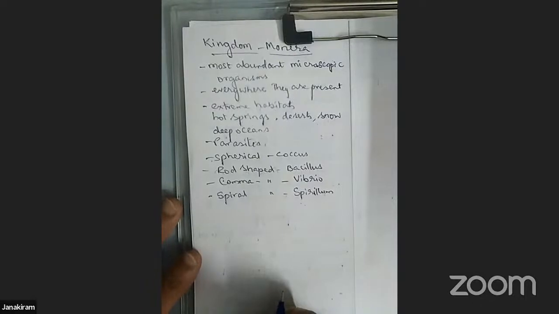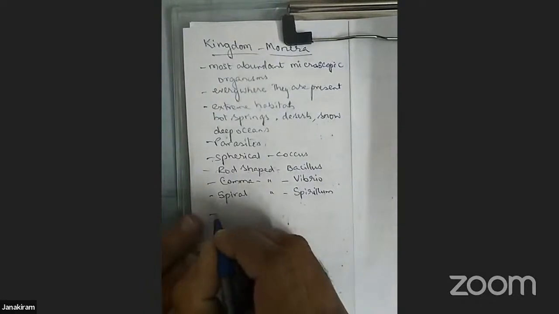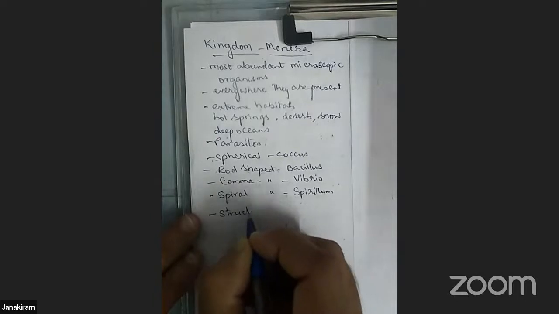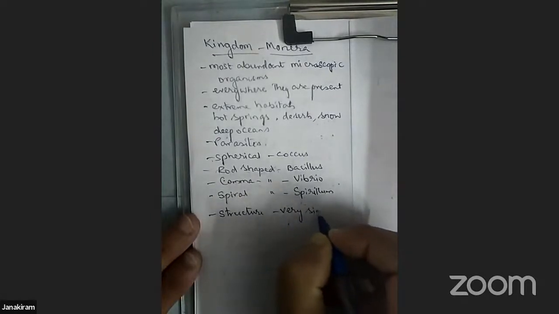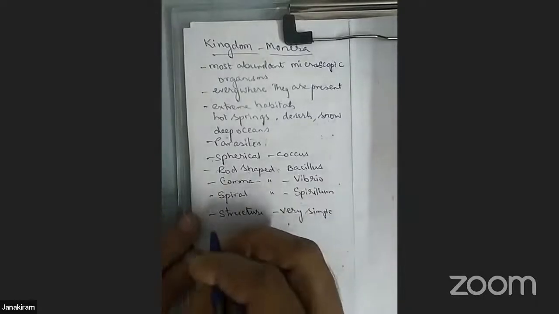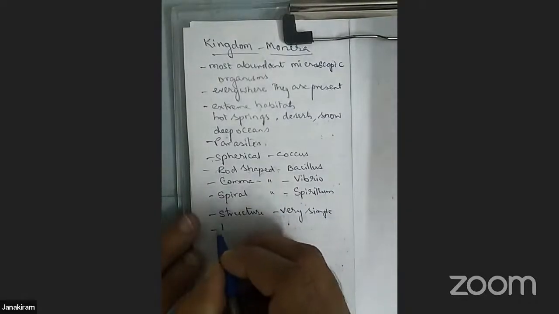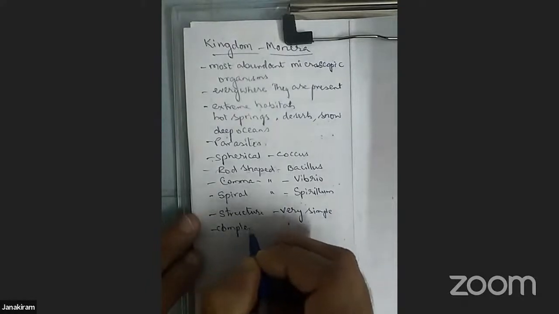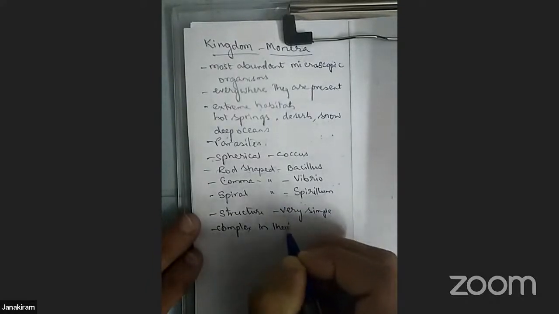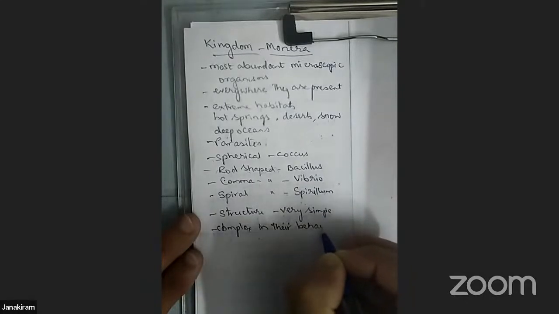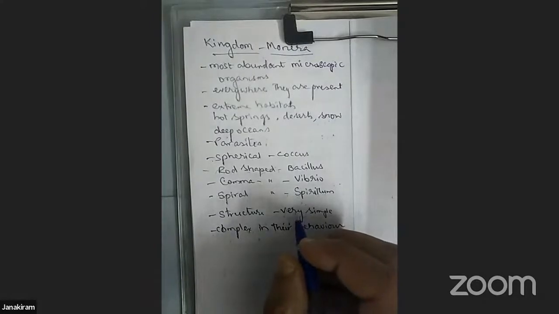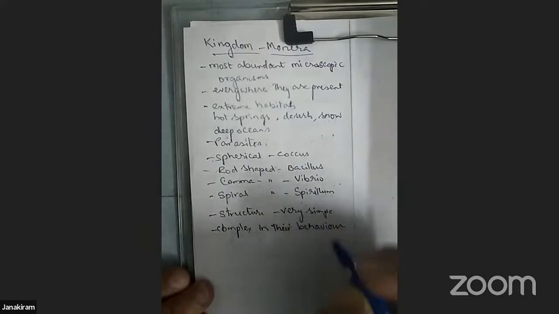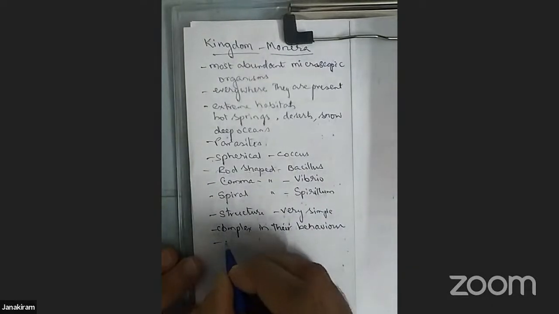Okay, and the bacterial structure is very simple, but they show very complex behavior. They are complex in their behavior. Then, compared to other organisms, they show the most extensive metabolic diversity.